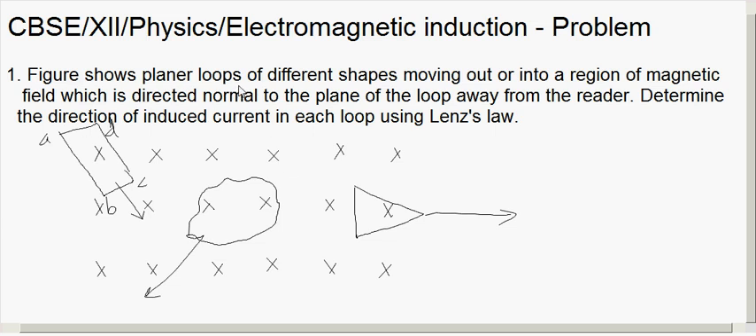Figure shows planar loops of different shapes moving out or into a region of magnetic field which is directed normal to the plane of the loop away from the reader. Determine the direction of induced current in each loop using Lenz's law. Now we know, according to Lenz's law, the direction of induced EMF is such a way that it opposes the very cause producing it. Now in each case we have to find out why there is an induced current. What is the cause for induced current? Now we'll write the solution.